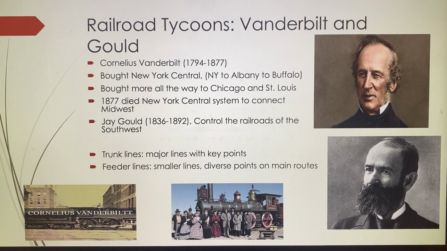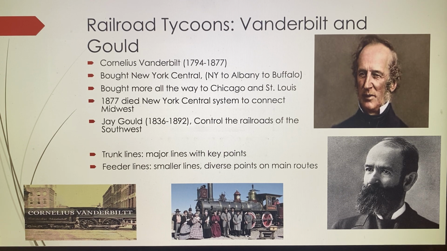Railroad tycoons, two more railroad tycoons. Remember we had Hill, basically buying his own railroad. Now we have two others that are known. Cornelius Vanderbilt, who lived 1794 to 1877. You always think of Gloria Vanderbilt and her jeans or whatever these days. But Cornelius Vanderbilt at that time was definitely buying up the railways. And he bought New York Central, New York to Albany to Buffalo.